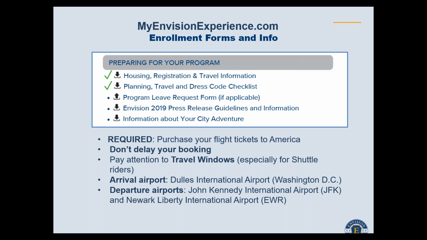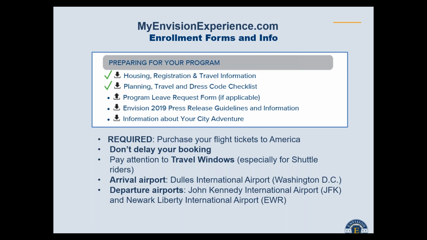Under this, you will first see housing and registration, where you find important information about registration time and arrival window. The registration time and arrival windows at the Sheraton Pentagon City in Washington, D.C. are really important for you to see, like what time you're supposed to arrive and do the registration for the program. Please pay attention to the recommended arrival and departure times before you finalize your travel flights.